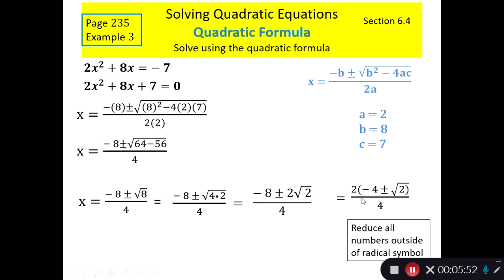Now this 2 and this 4 are going to cancel. 2 into 2 is 1. 2 into 4 is 2. So the answer is negative 4 plus or minus square root of 2 over 2.